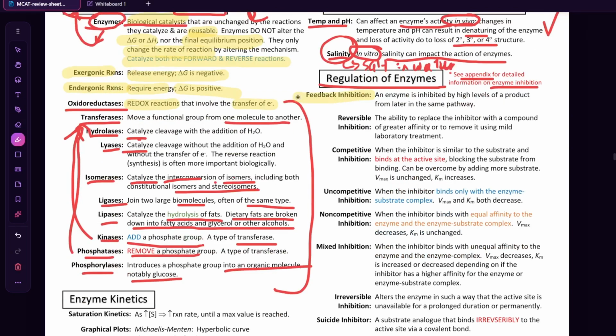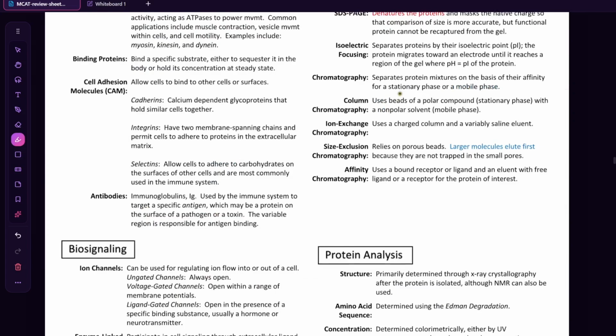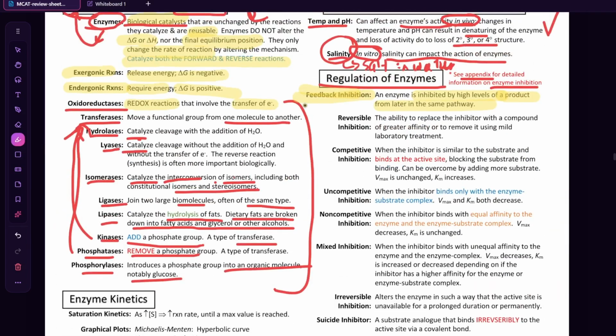So we already went over feedback inhibition, an enzyme inhibited by high levels of a product from later in the same pathway. Actually, we didn't go over that, but basically enzymes can be inhibited by other things from a pathway. As you know, in biochem, there are pathways. For example, you have a pathway where A leads to product B with the help of an enzyme. B is made from A somehow. I don't know what's happening, but B is made.